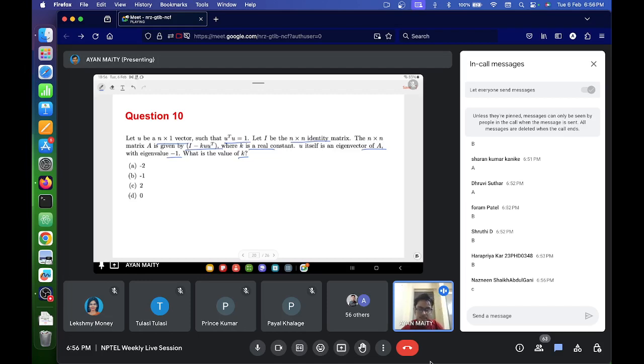Nazneen is saying option C, which is 2. Indu is saying option B. Vaishnavi is also saying option B. Harapriya Kaur is saying option C.